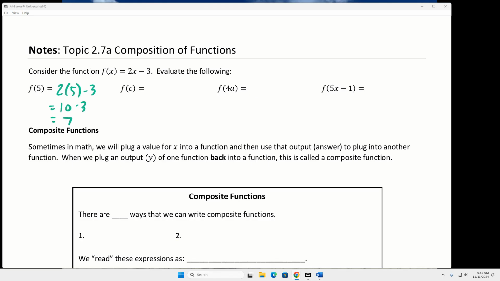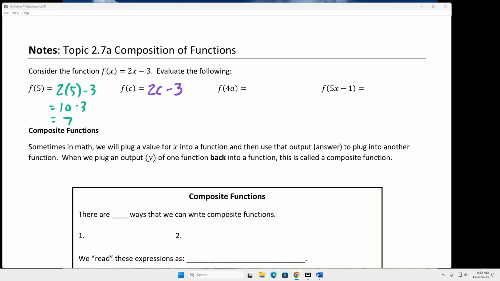All right, and then the rest of these are kind of different. You're not putting in a number, you're putting in an expression. And so if I wanted to find f of c, what would I do with the c? Same thing, you just put it in for x. The difference is we can't simplify this down to a number. The answer is just going to be an expression.